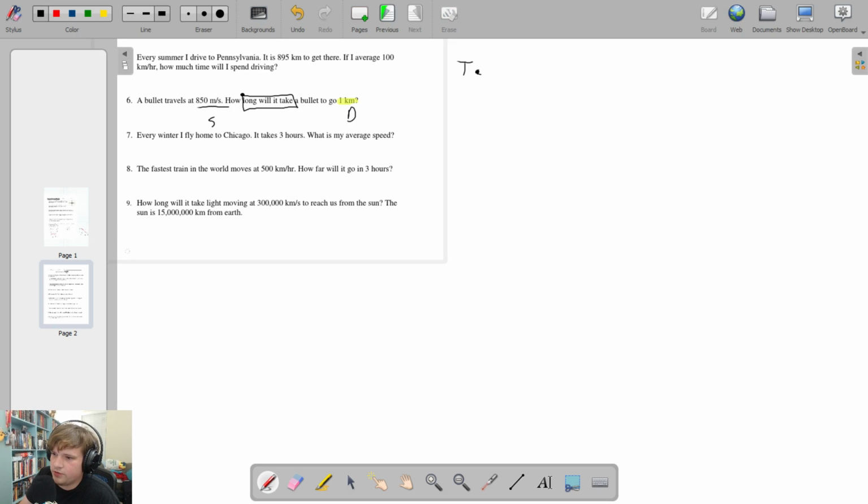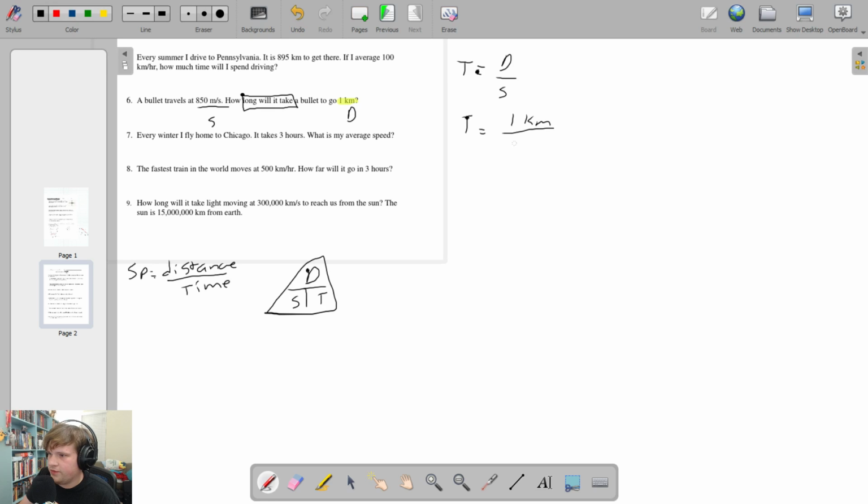So when we come over here, we know speed is equal to distance divided by time. You can rearrange this, and we can use our triangle, DST. Draw your triangle. So we cover up our time, and we can see that time is equal to distance over speed. So we're just going to plug it in. Time is equal to 1 kilometer divided by 850 meters per second.